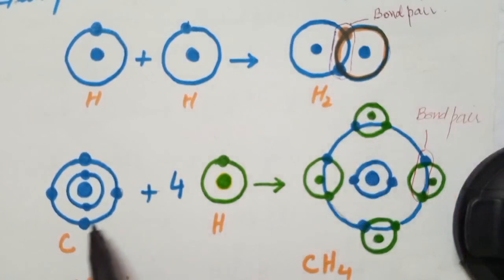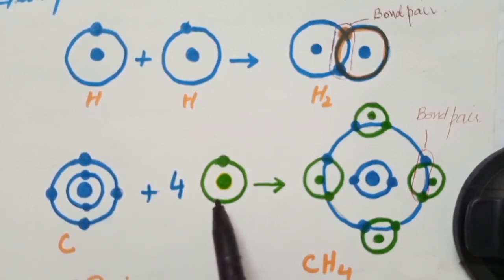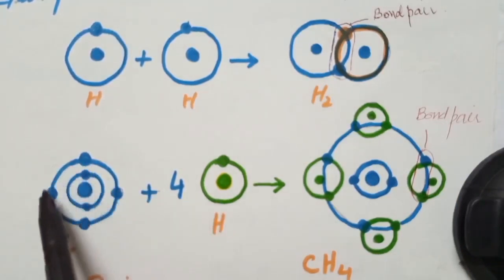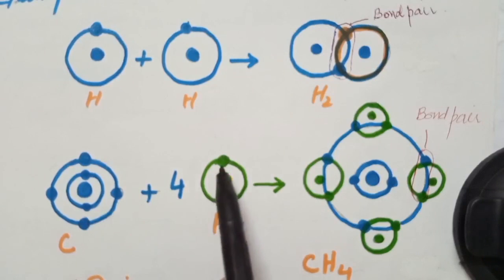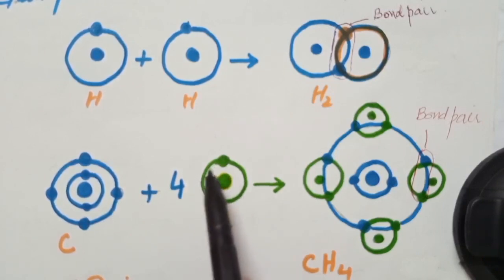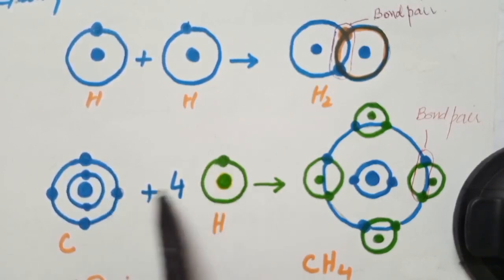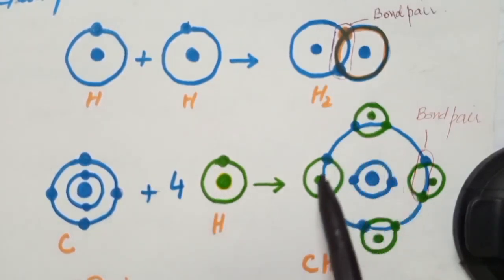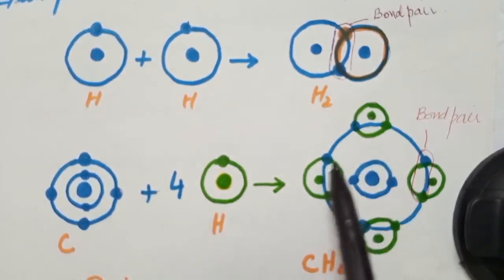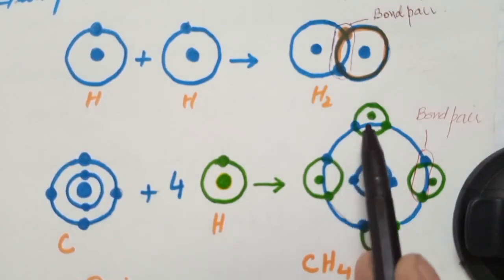Another example of a covalent compound is methane, CH4. Here it is the combination of one carbon atom and four hydrogen atoms. Carbon atom has 4 electrons in its outermost shell, and it needs 4 electrons to complete its octet. On the other hand, hydrogen has 1 electron and it needs 1 electron to complete its duplet. Both of these elements will combine together, and in this way the carbon atom will complete its octet by having 4 covalent bonds with 4 hydrogen atoms.